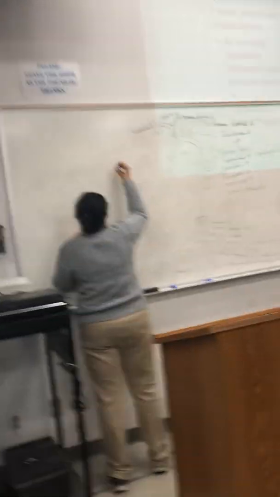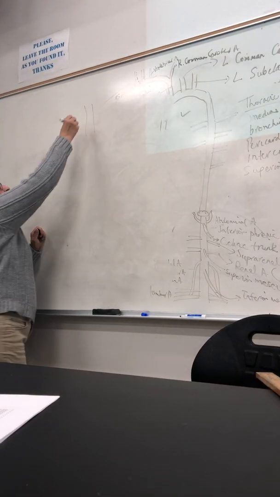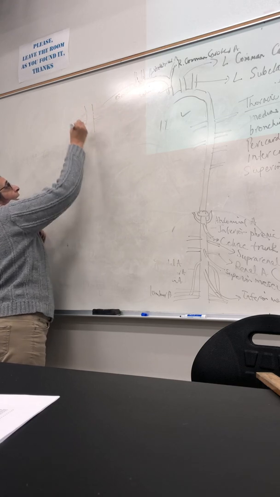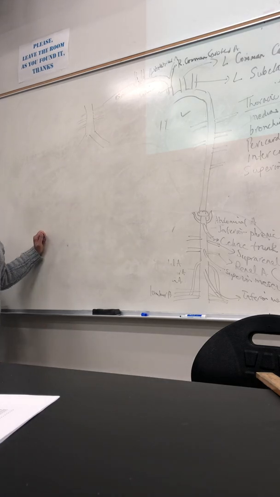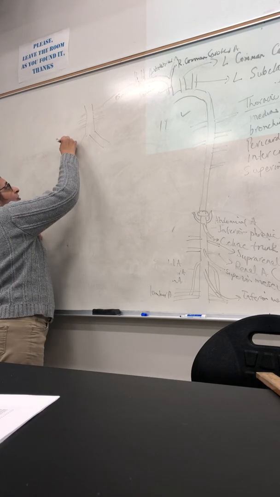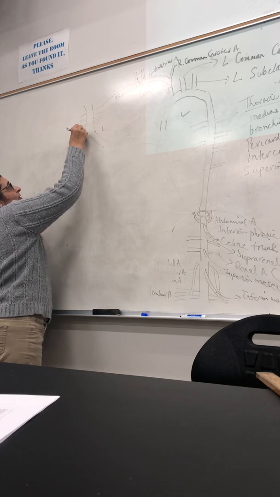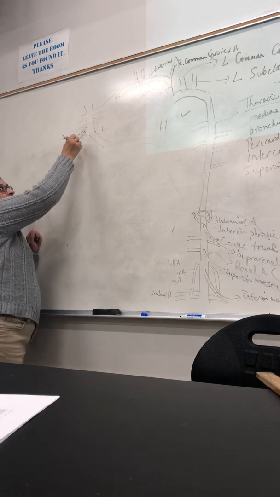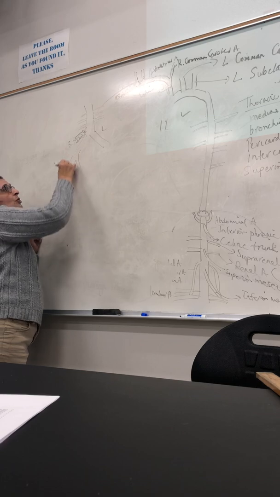So here you have the abdominal aorta. After the lumbar arteries, remember there are three pairs of lumbar arteries, it branches. Where it branches, this gives rise to the right and the left common iliac arteries. Then the left and right common iliac arteries will branch into two.